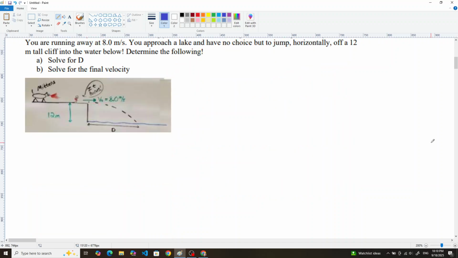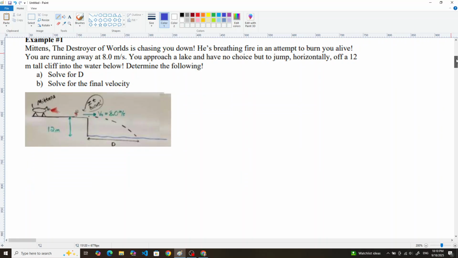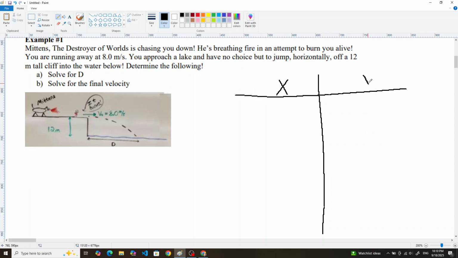So the biggest trick to solving any of the projectile motion questions is to make sure that you keep information about the x direction and the y direction separate from each other. The only thing they can share in common is time. So we'll start with this problem here.